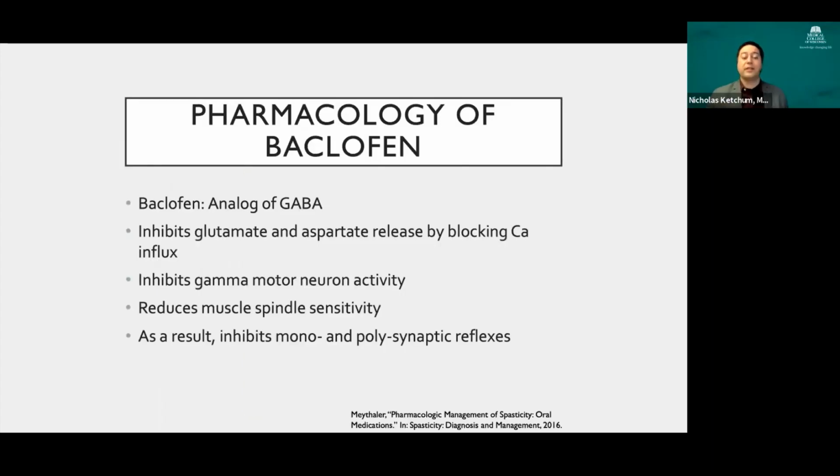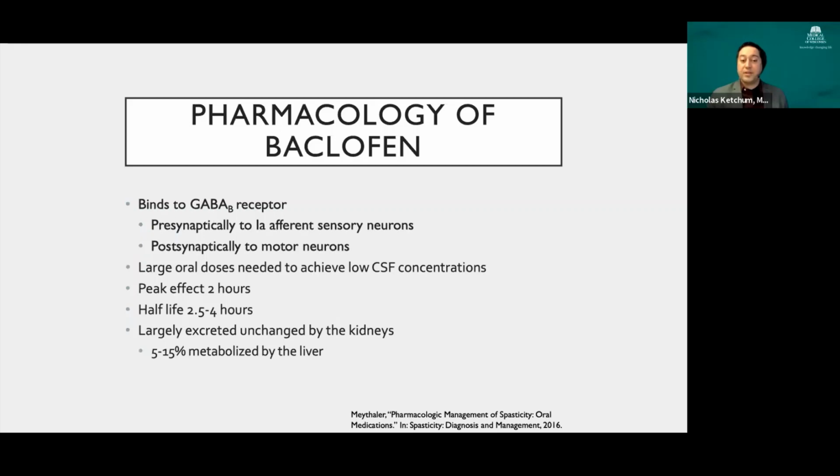So, pharmacology of baclofen, again, a quick review. This is an analog of GABA binding to the GABA B receptors. It inhibits glutamate and aspartate release by blocking calcium influx. It also inhibits GABA motor neuron activity, reduces muscle spindle sensitivity, and through all of this, it inhibits both mono- and polysynaptic reflexes. Presynaptically, it binds to 1A afferents in the sensory arc, and postsynaptically to motor neurons. And so we see both the reduction of overactivity but also the decrease in muscle stretch reflex, as Stuart Yablon and folks have recently demonstrated.